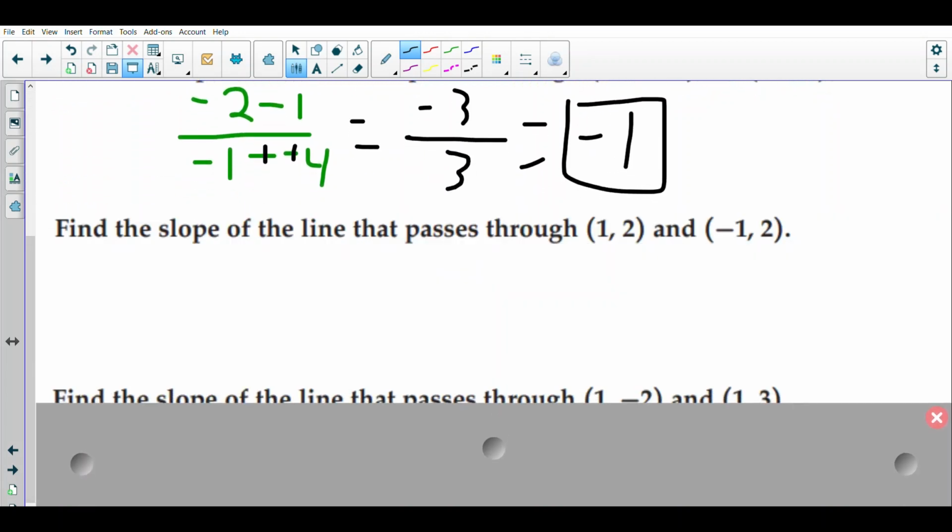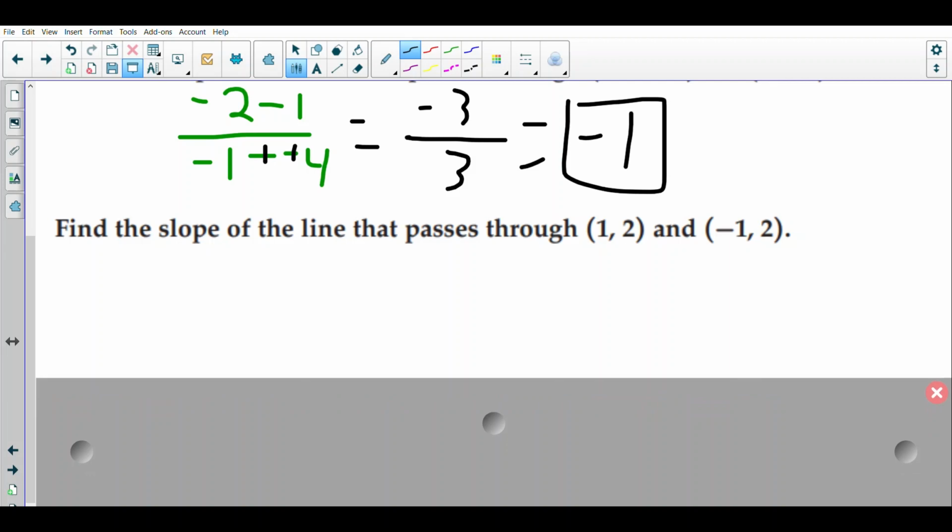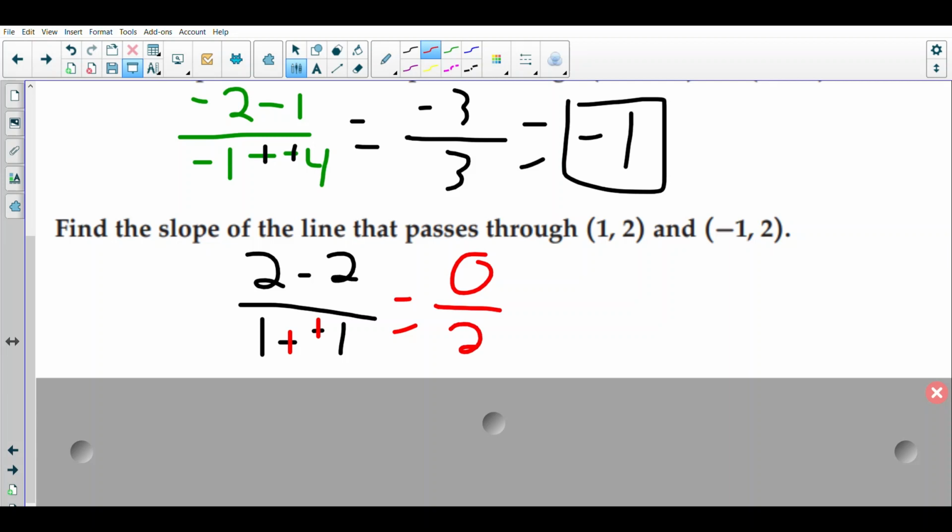The next one, the slope of a line passes through 1, 2, and -1, 2. I'm going to keep with the theme that the first coordinate is the x2, y2. So I have 2 minus 2 divided by 1 minus -1. Once again, I got a double negative on the bottom. 2 minus 2 is 0. 1 plus 1 is 2. Well, 0 divided by a number is just 0. So I have a slope of 0.